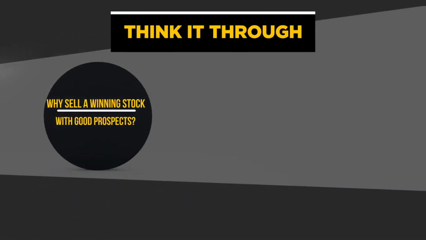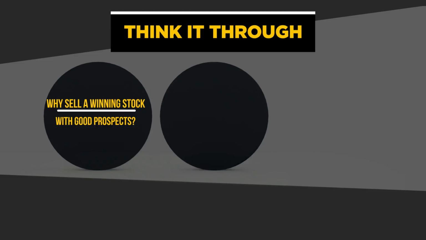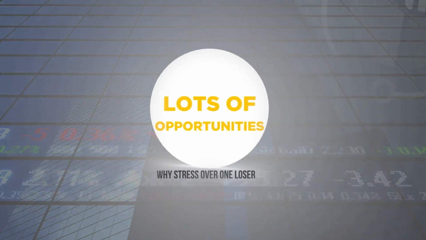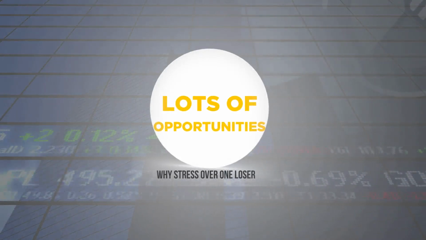If, for instance, the winning stock has really good prospects, then why are you taking those gains by selling the winner? If in turn the losing stock has really not that good a future ahead of it, why are you hanging on to it? You should be selling it instead. But it's again that loss aversion that kicks in to prevent you from taking that step of accepting a loss and moving on. There are lots of stocks. There are lots of opportunities. Why are you obsessing over one?